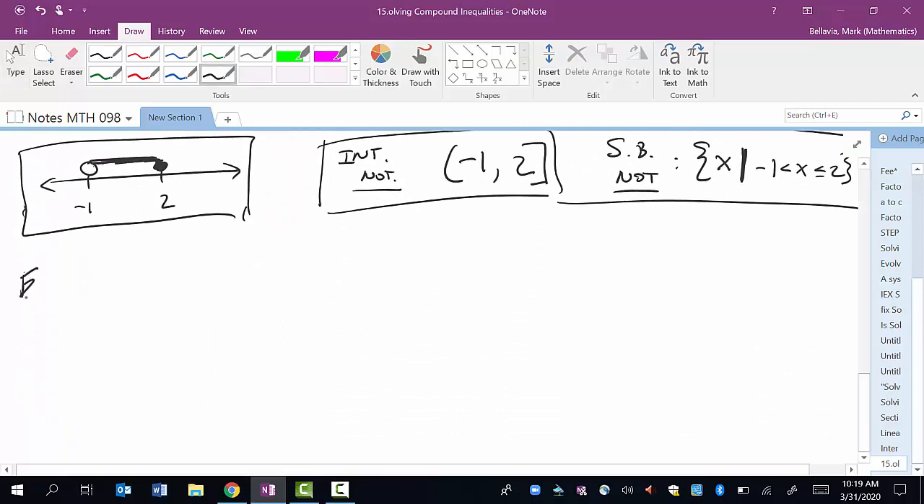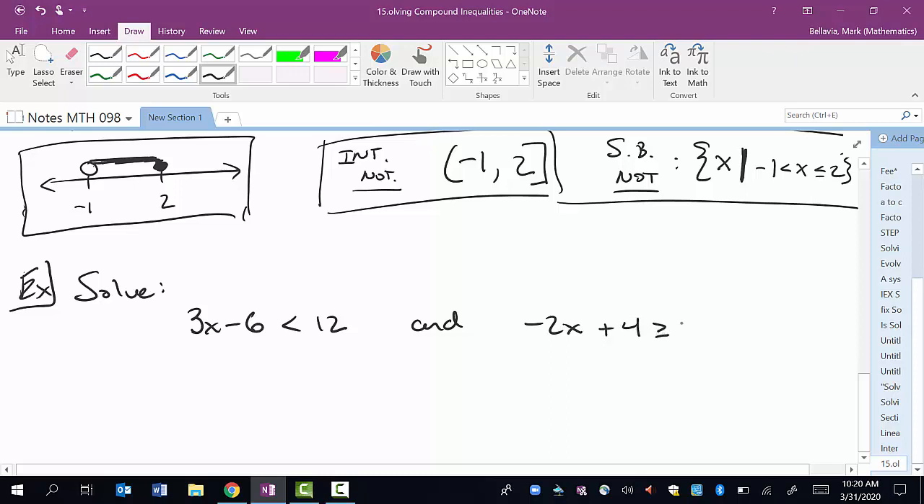Let's take a look at another example here. If I said to solve (3x minus 6) is less than 12, and -2x plus 4 is greater than or equal to 18.